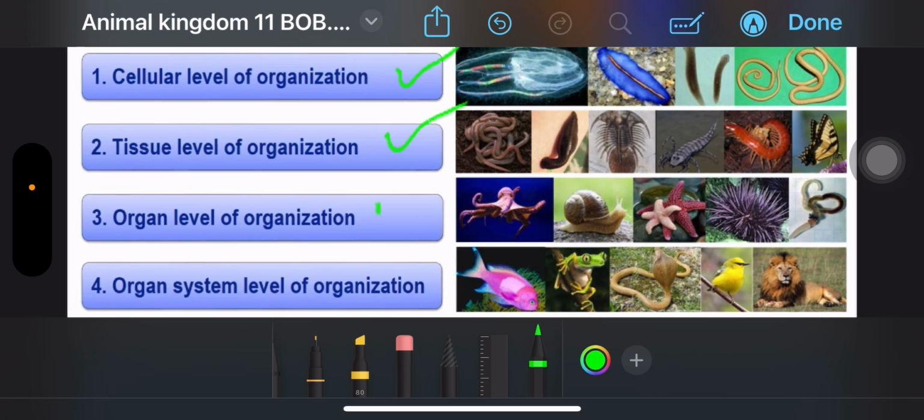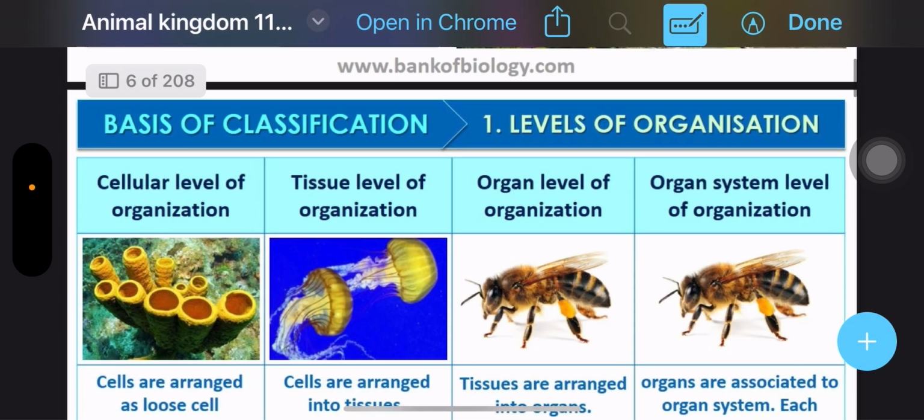Organ level of organization will come as Helminthes. Organ system level is the most developed one. This is the primitive one. This is the little developed, this is the developed, this is the more developed, right? In such a way that organ level and organ system level are there. Now we are going to learn about each one, right?